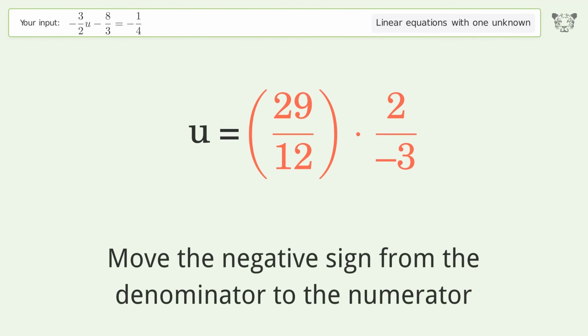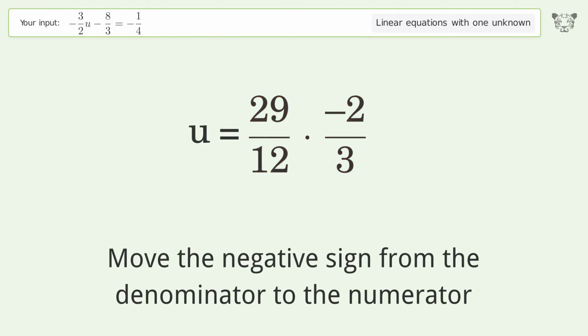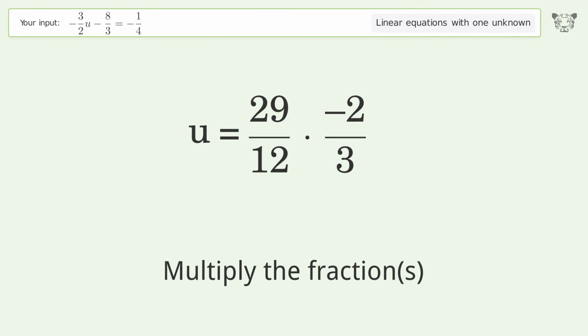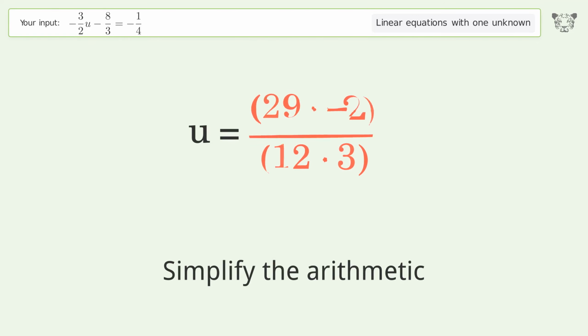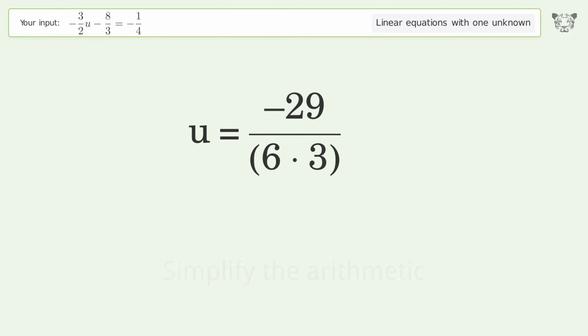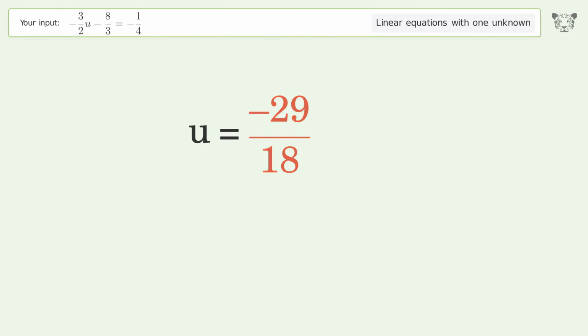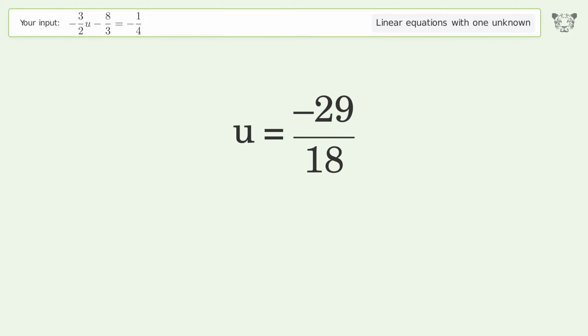Move the negative sign from the denominator to the numerator. Multiply the fractions. Simplify the arithmetic. And so the final result is u equals negative 29 over 18.